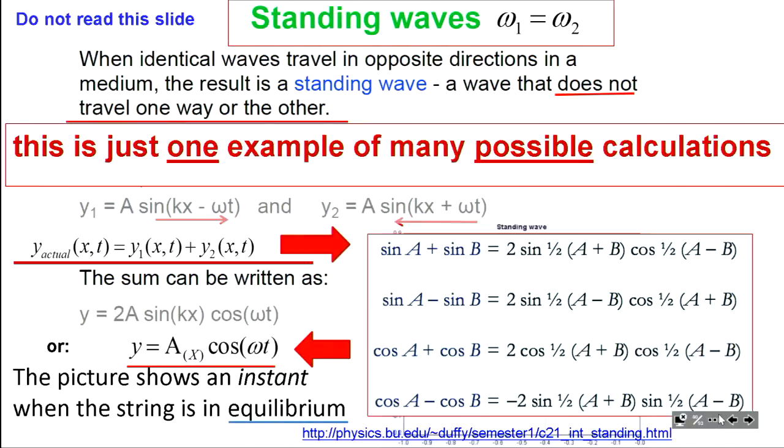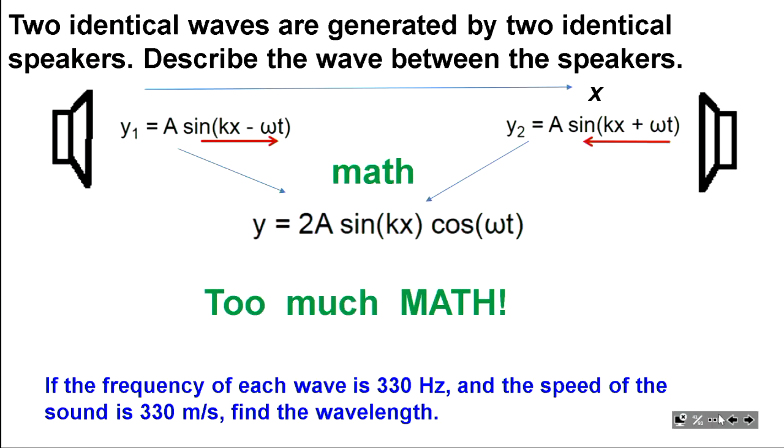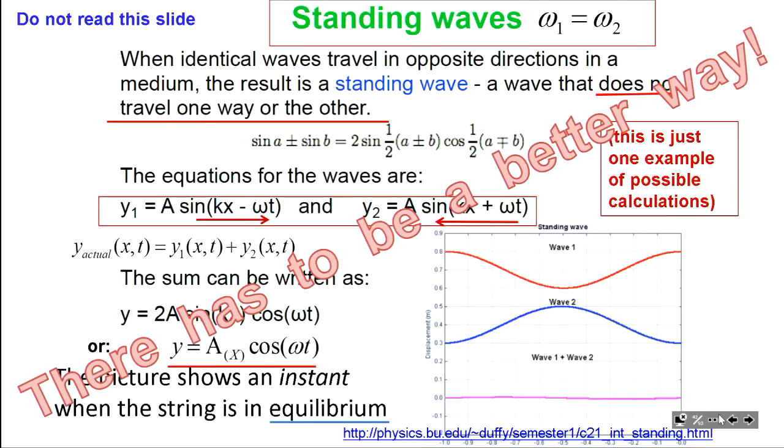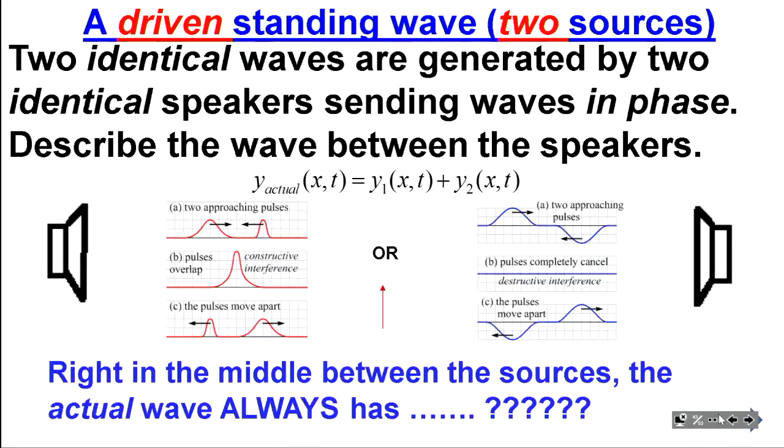And of course, that's not the only possible situation. We have many functions. We can add a sine and sine, sine and cosine, cosine and sine, and we can subtract them. And of course, it looks excessive for a problem like that. There has to be a better way. And there is. It depends on our understanding of how interference works.